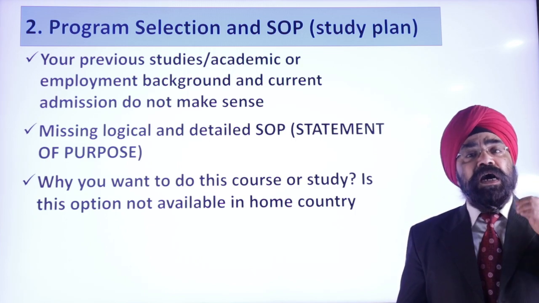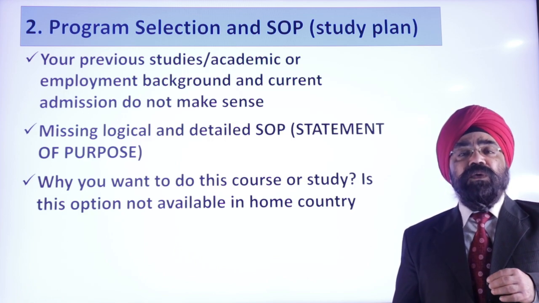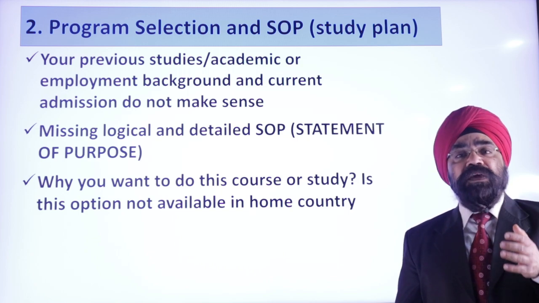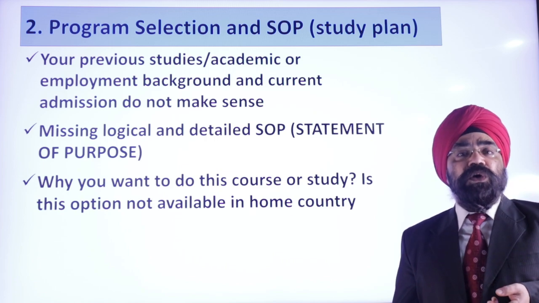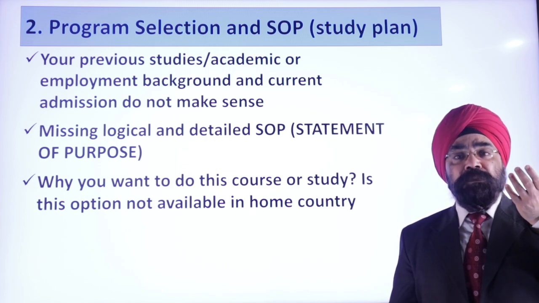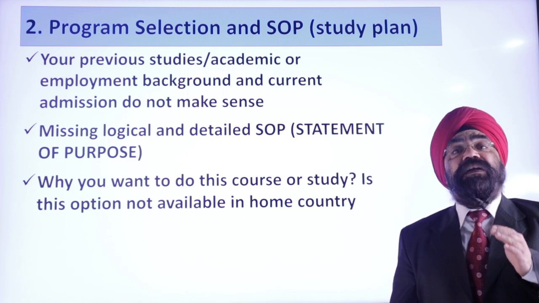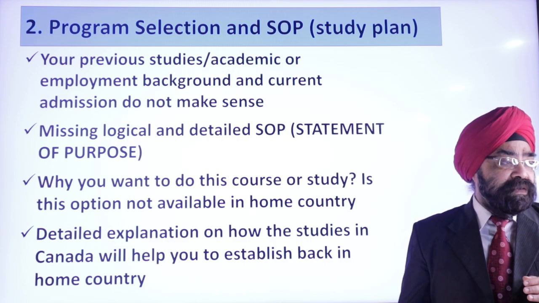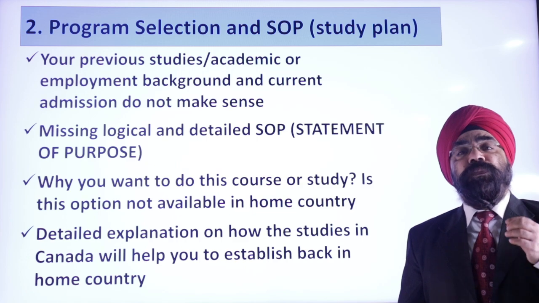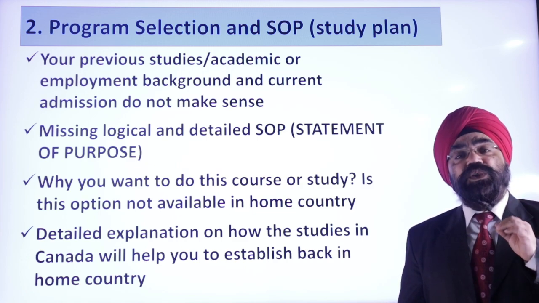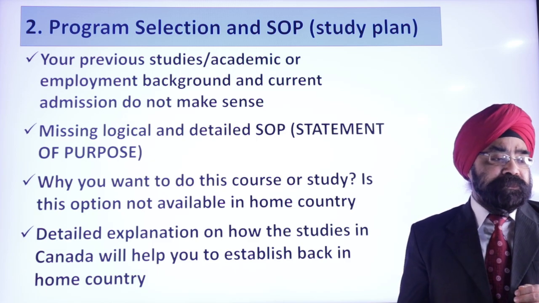you have to mention how after studies this course will benefit you, whether it will increase your career prospects, whether you will be able to do some kind of job, you will get a better job, whether you will be able to get better business opportunities. What is that you will get in your home country, not in Canada, right? So this is about program selection and providing a proper detailed SOP. If this is missing, high chances of student visa refusal.